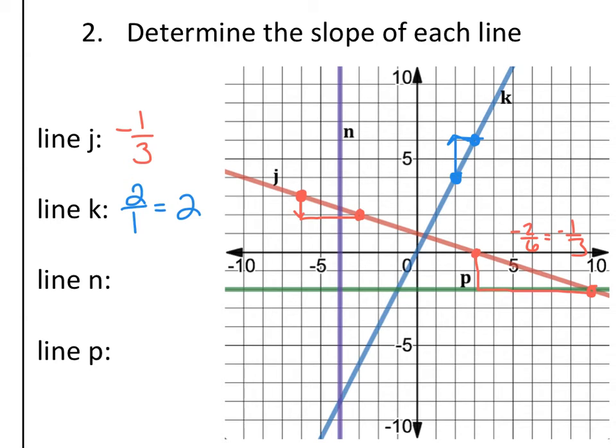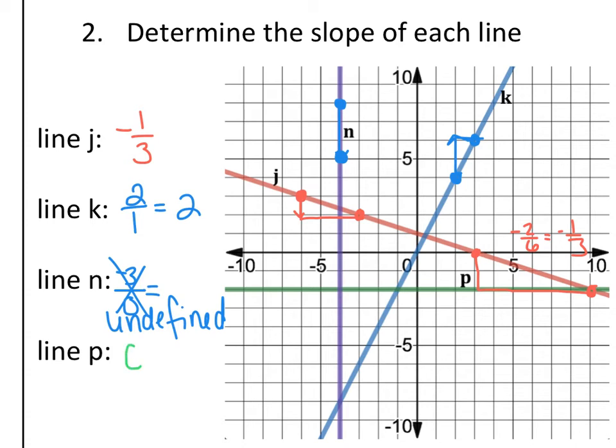Line N is my vertical line. If I choose any 2 points on here, if I choose these two, my vertical change goes down 3, so I could make it -3 divided by 0. Well, if you try that on your calculator, you'll see this is undefined. You cannot divide by 0. Hopefully you remembered that vertical lines are always undefined, which leaves the green line, line P.